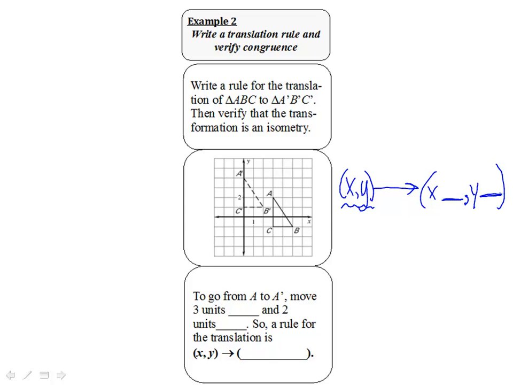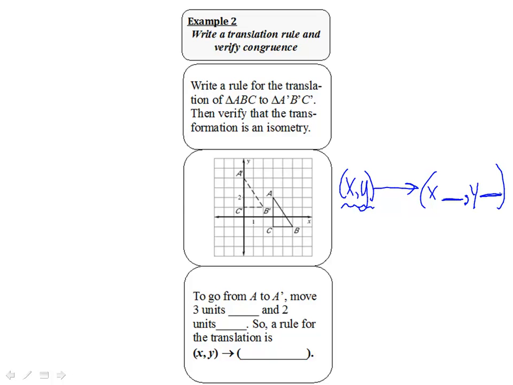So it says write a rule for the translation of triangle ABC to triangle A prime, B prime, C prime. Then verify the transformation is an isometry. So remember, an isometry is a movement that keeps all the distances the same and all the shapes the same. Okay? So let's look here.